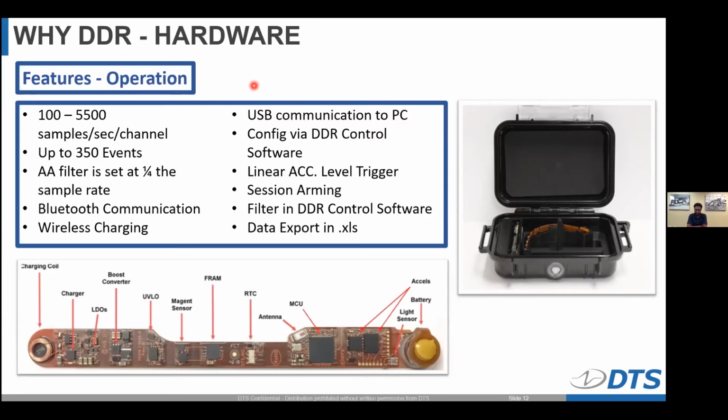There are linear accelerometer level triggers. As I mentioned in the video, we have session arming enabled on this device, which lets you set when and how long you want the device to arm for. You can filter your data for some light processing in the DDR control software. We can also export that data in Excel format.